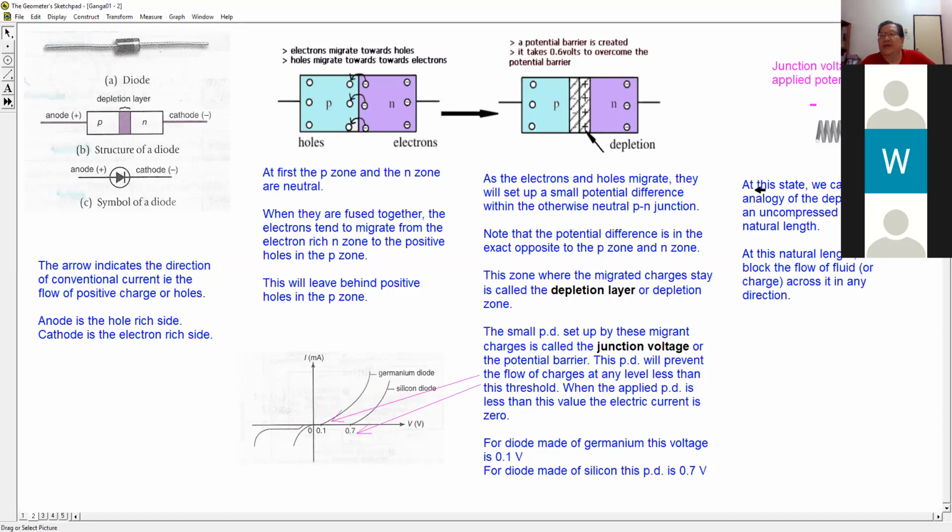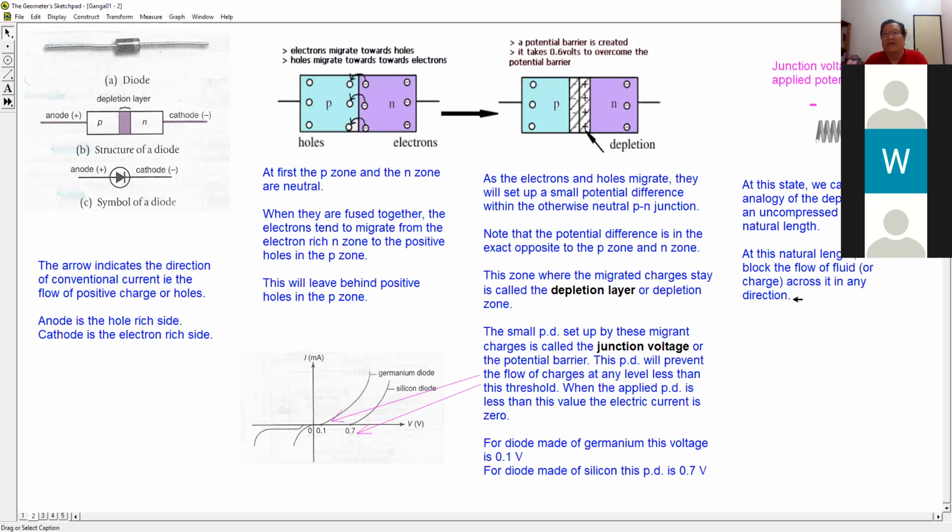Okay, now this one. At this state, we can draw an analogy of a depletion layer to an uncompressed spring at its natural length. So that means this spring is already open up like that, right? So if you want the electron to go through, you have to compress the spring. You have to compress the spring until everything becomes very thin, then the electron can go through. Okay or not okay? But of course, this is an analogy.